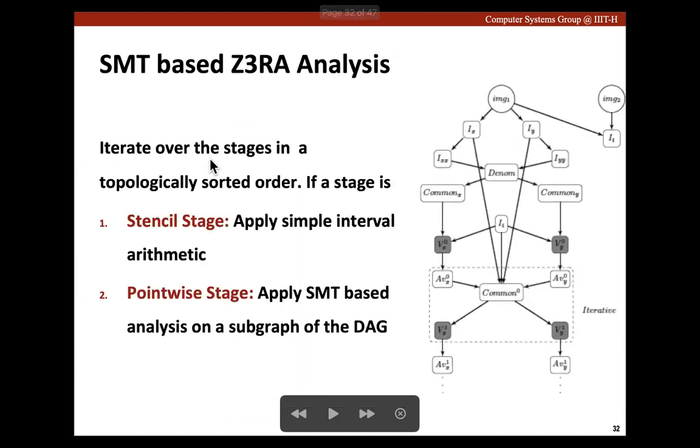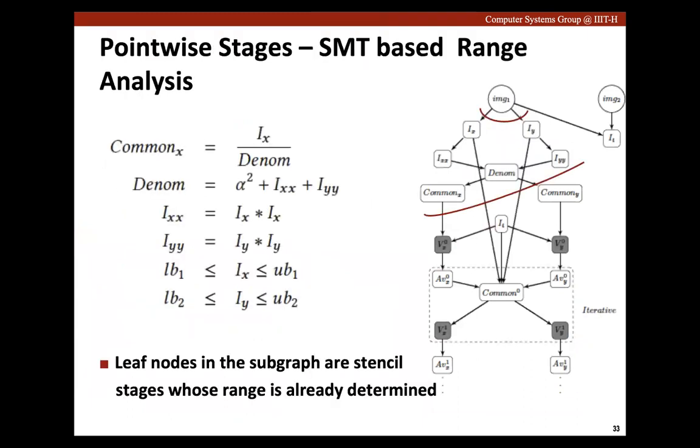How does this SMT solver based approach work? I'll just give a brief intuition and then stop there. Here we set up a system of constraints. What is the system of constraints that we have? Common x is equal to ix divided by denom. And denom is equal to alpha times Ixx plus Iyy, where alpha is a constant, some 0.1 or something like that. And what is Ixx? Ixx is equal to ix into ix. And Iyy is equal to iy into iy.